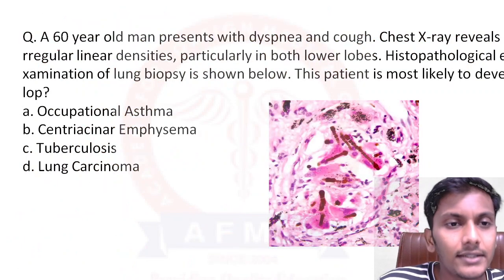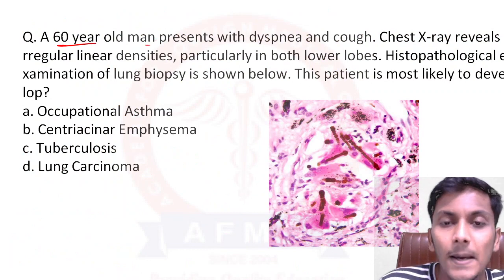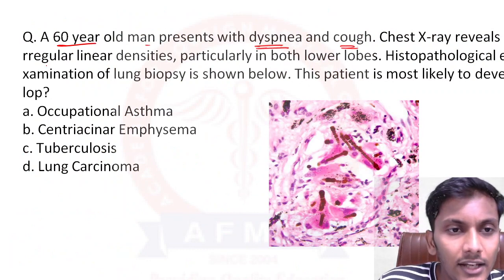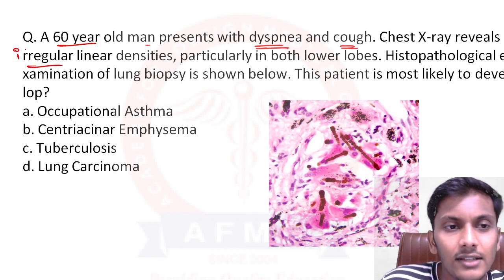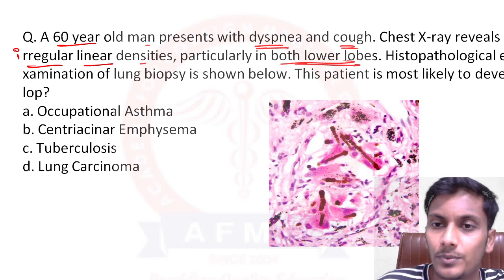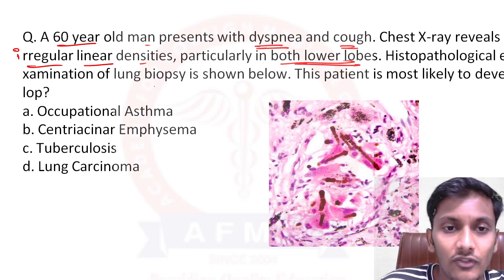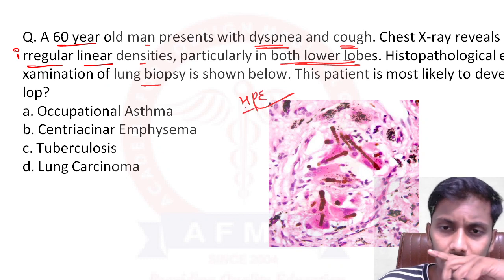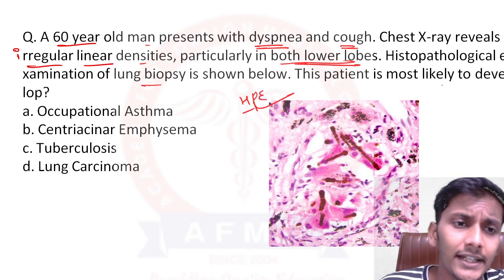And the question states, a 60-year-old man presents with dyspnea and cough. Chest x-ray reveals irregular linear densities, particularly in both the lower lobes. Histopathological examination of lung biopsy is shown below. So this is your histopathological examination. This patient is most likely to develop.